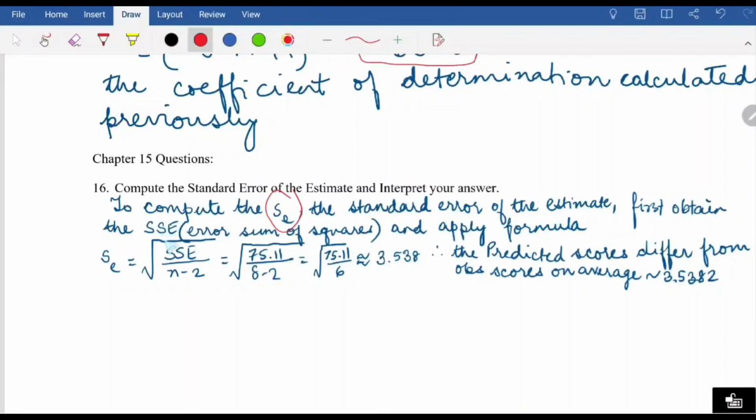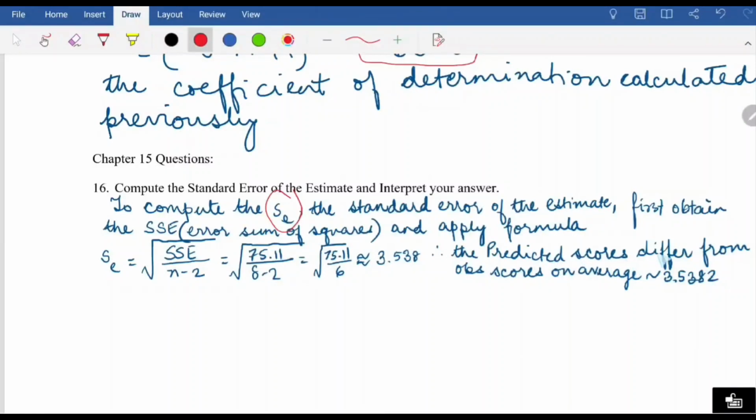So SSE we had previously calculated as 75.11. The formula for S sub E, or the standard error of the estimate, is the square root of SSE divided by n minus 2. So plug in the values. N we know for this problem was 8, so 8 minus 2. So the square root of 75.11 divided by 6 is approximately 3.538. How do we interpret this?